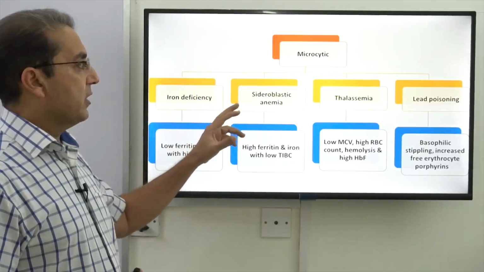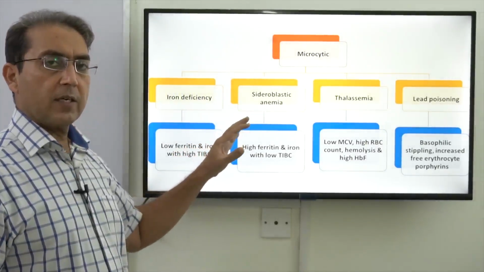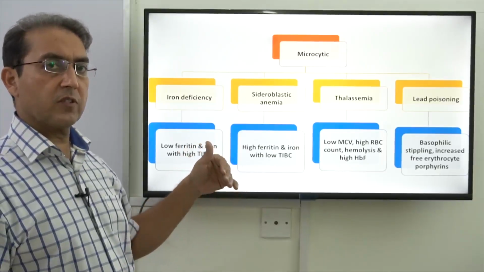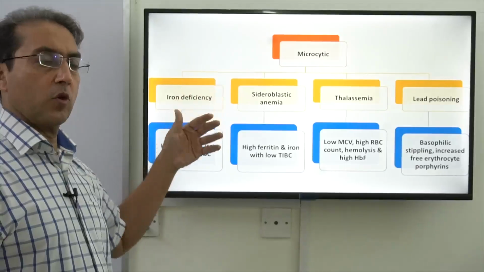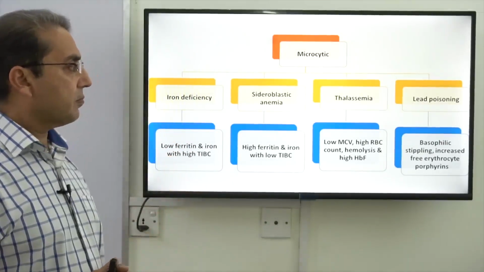But similarly, in sideroblastic anemia, what happens? The ferritin and iron are high, but the TIBC is low, and when we calculate the transferrin saturation, it is usually high. Maybe it is 40% or 50% or even more, while in iron deficiency anemia, it's generally less than 20.